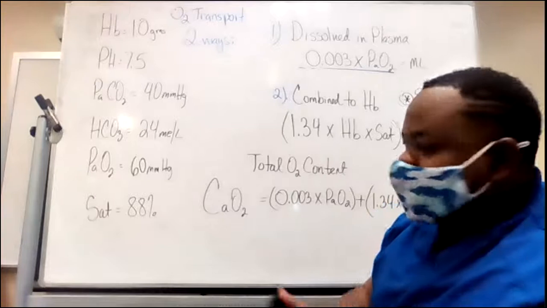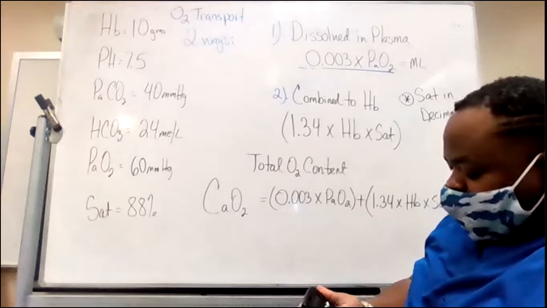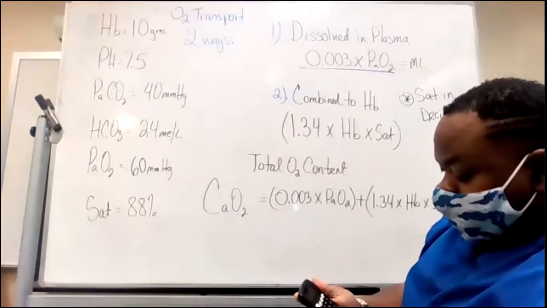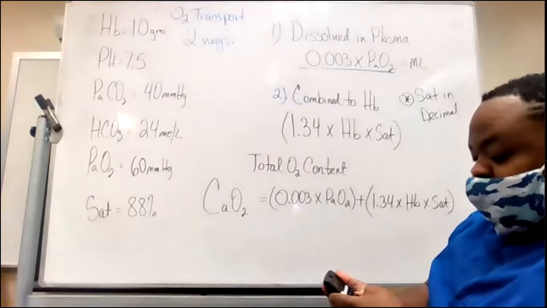Now, combined to the hemoglobin: 1.34 times hemoglobin, which is 10, times the sat, which is 88%, written as 0.88. That gives you 11.792, right? So you can do 11.8, that'd be fine.